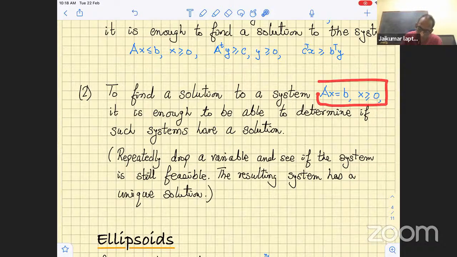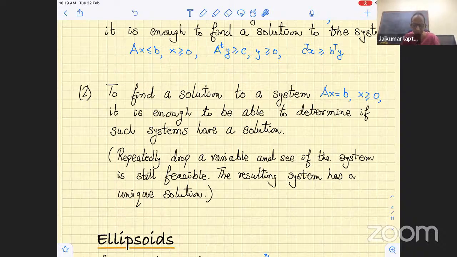Now, suppose somebody, when presented with such a system, can tell you whether it is feasible or not. They're just going to give you a yes or no answer. So what do you do? You start with this system and drop the last variable, xn. You remove the column of xn from this matrix, and you ask, is this system still feasible? If they say yes, now you drop xn minus 1. And if they say no, xn can't be dropped, you nevertheless ask, can you drop xn minus 1 and is it still feasible?